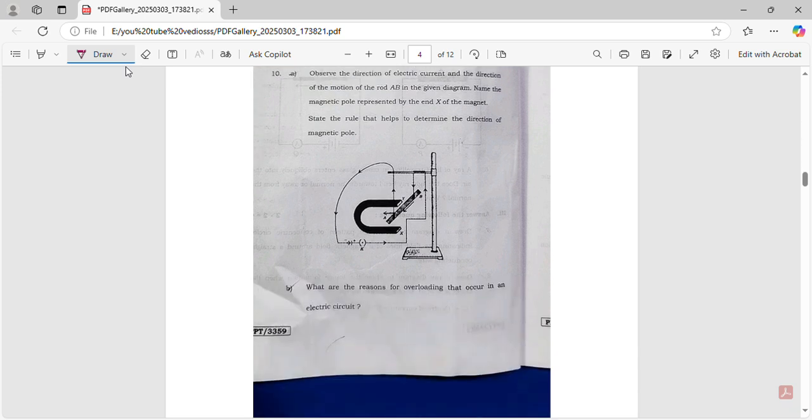Observe the direction of electric current and the direction of motion of rod AP in the given diagram. Name the magnetic pole represented by X and Y. Name the magnetic pole represented by X of the magnet. State the rule that helps to determine the direction of the magnetic pole. See, we have only one rule where the motion of the conductor is there. Now there you should say Fleming's left hand rule. The rule is Fleming's left hand rule.